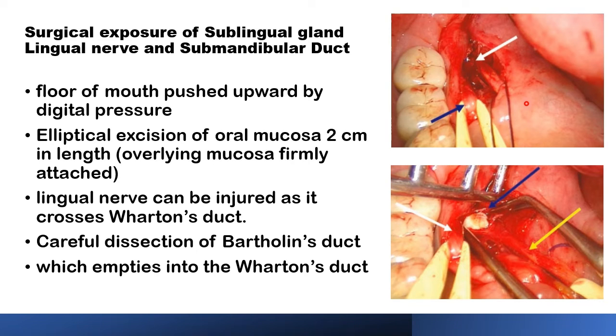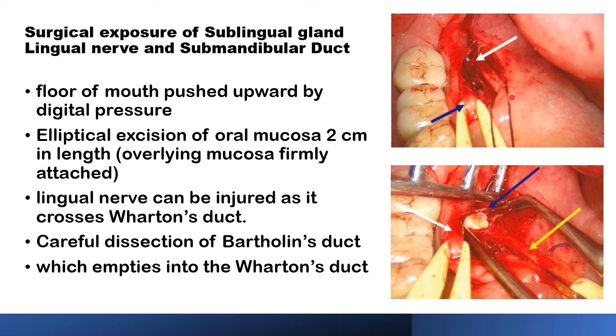It's firmly attached to it, and it is perforated like 15 to 20 times with these minor salivary gland ducts. So it's better just to excise this part of the mucosa in order to gain exposure to the floor of the mouth structures. You could see here the submandibular duct, and you could see here the lingual nerve. These should be identified very early in the exposure and isolated and protected.